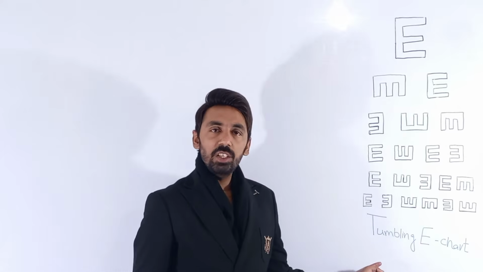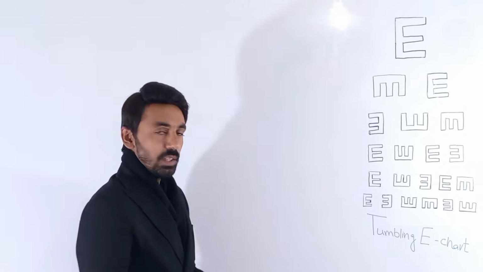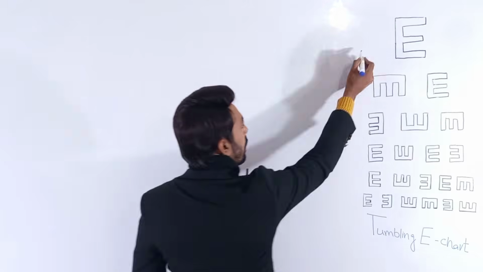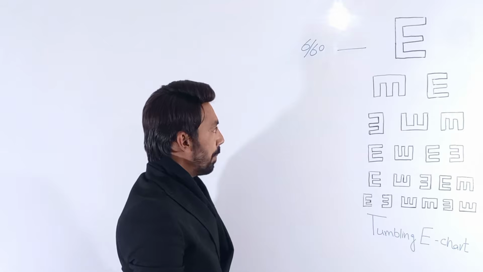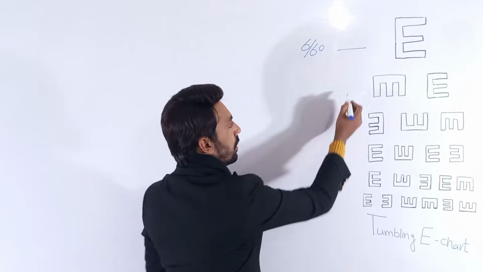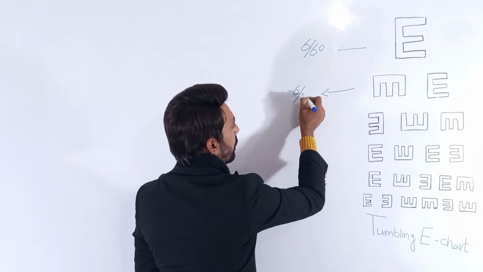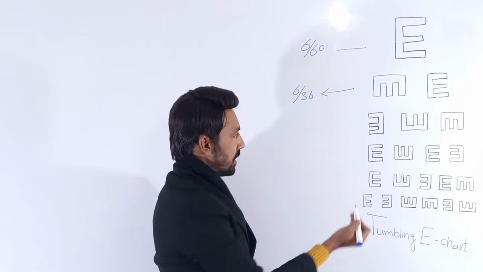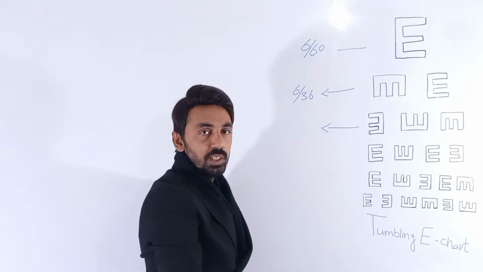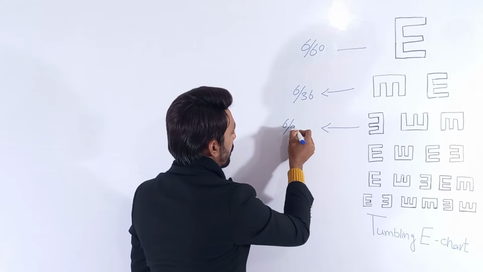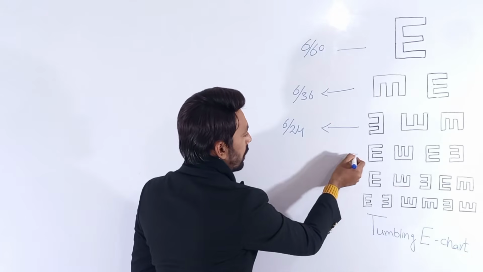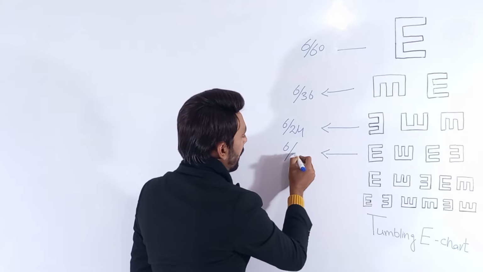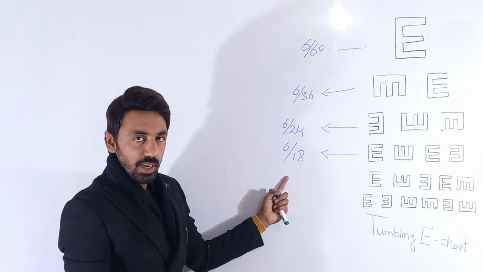Now this is a tumbling E chart, and if our patient is reading the first letter of this chart, then the visual acuity of the patient would be 6 by 60. And if the patient is reading the second line, the visual acuity would be 6 by 36. And if he is reading the third line, the visual acuity would be 6 by 24. And if he is reading the fourth line, the visual acuity would be 6 by 18.